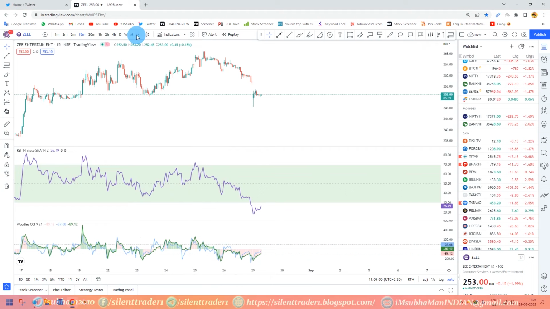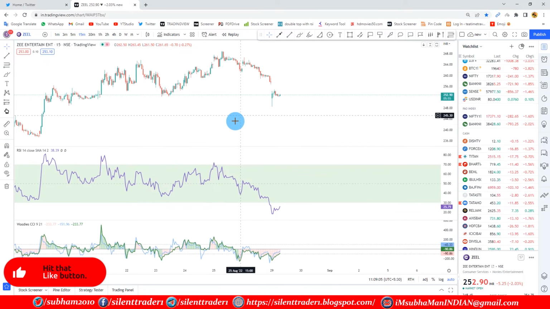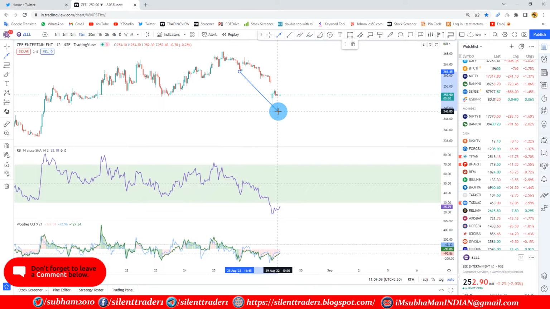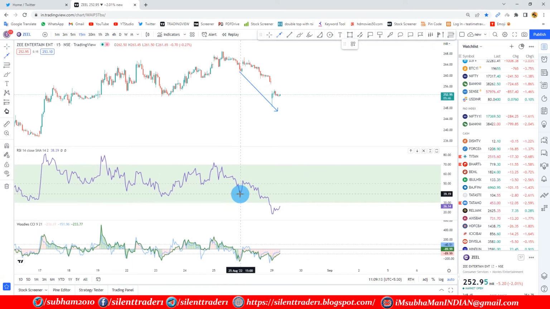Stock name is Zee Entertainment Enterprises. Check out the chart and the time frame. Here I am using 15 minutes time frame for 0.4% target. Check out the price trend, which is showing negative trend.